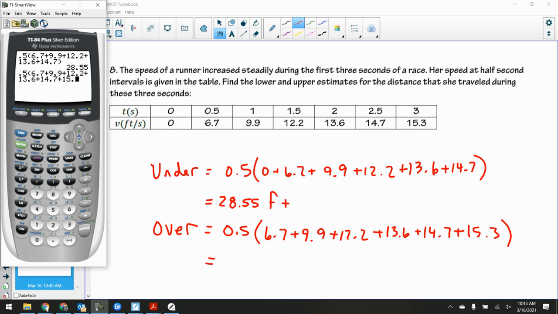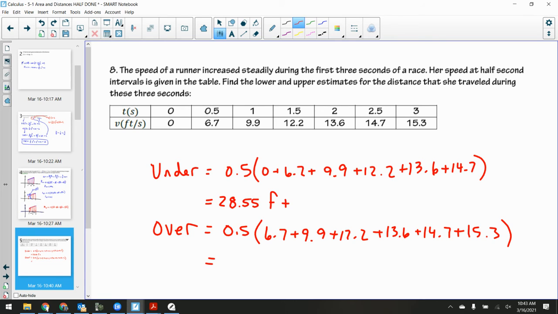My overestimate, I'm going to do the exact same calculation, but now I'm going to add in 15.3, which gives me 36.2. Questions about that one? That's all it is.